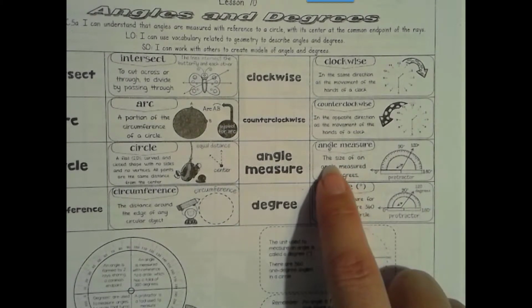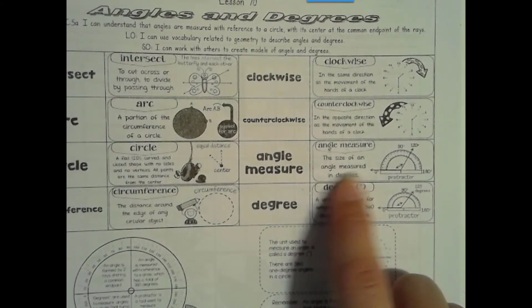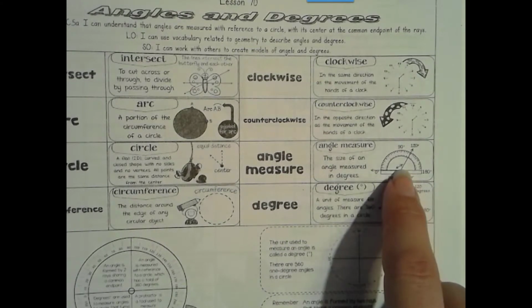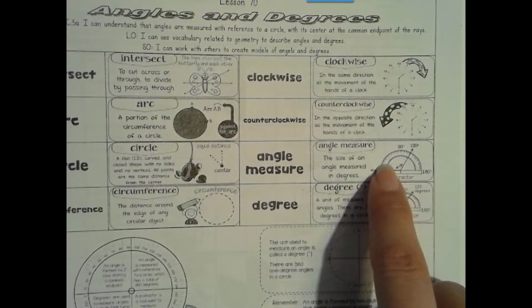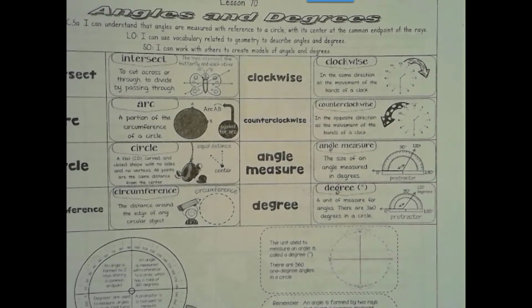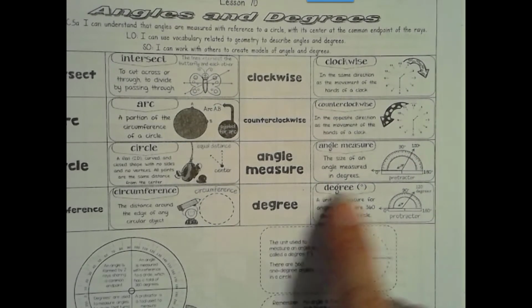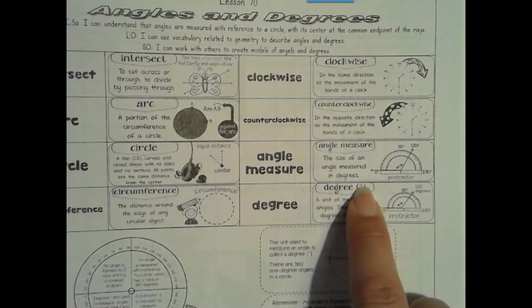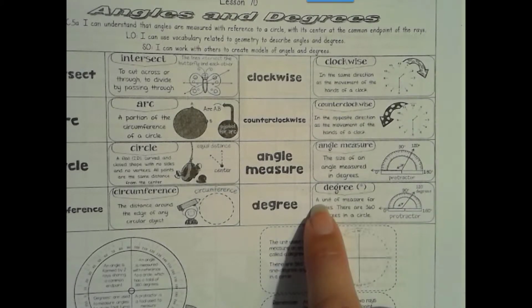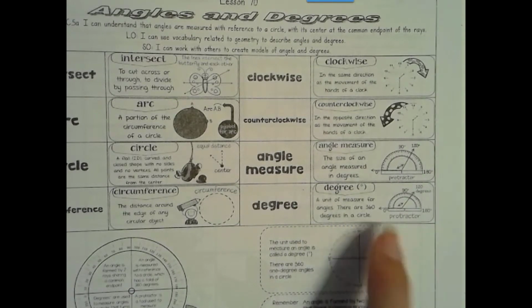Angle measure. The size of any angle measured in degrees. And what we're looking at is what part of the arc does it cut off in degrees. Degree. We use this little circle symbol to indicate degree. It's a unit of measure for angles. There are 360 degrees in a circle.